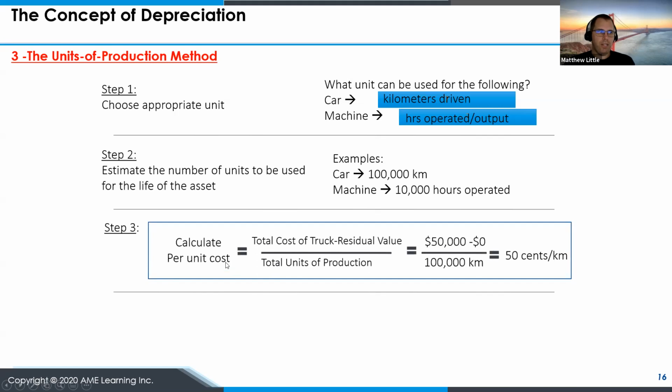Step 3 is we need to calculate the per unit cost. So it's the total cost of the truck or the machine, less the residual value, divided by the total units of production. So in this example, we'll say it's a $50,000 truck, only going to drive 100,000 kilometers, which means for every kilometer driven for this company, 50 cents per kilometer would be depreciated.